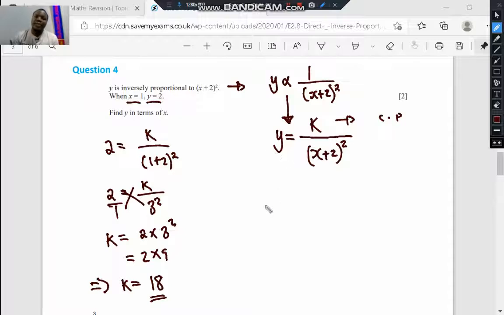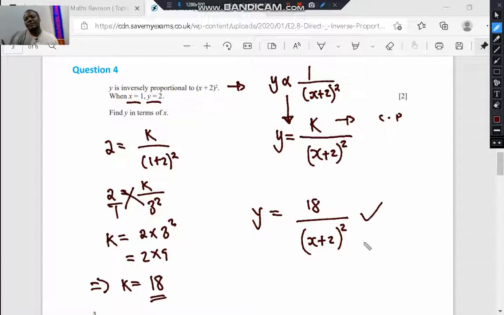So what we are going to do now is to say y would be equal to 18 over (x + 2) squared. So this is the formula for y in terms of x. The question says find y in terms of x, so this is the answer. There are other examples coming where we would move a step further to find the value of y when x is given in some other statements, but this is it. The most important thing is noticing how to make the formula. So let's look at the second example and see how that is going to differ from this example.